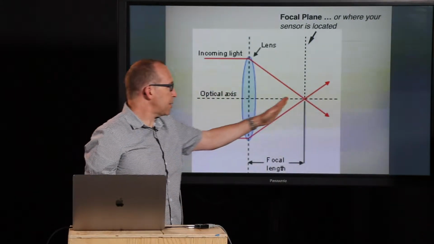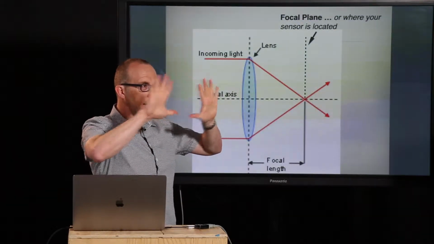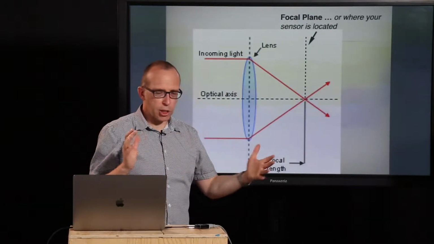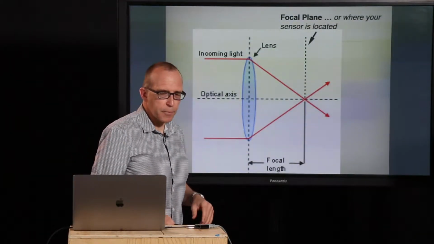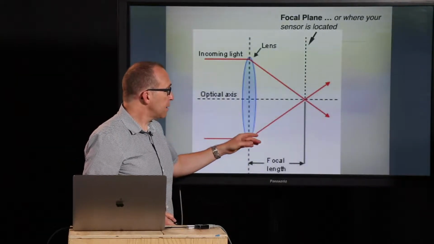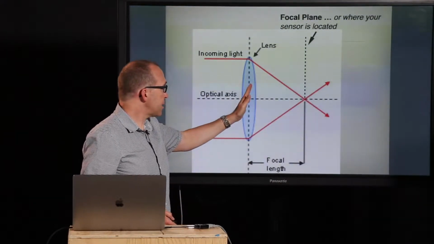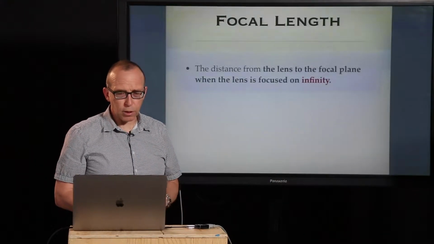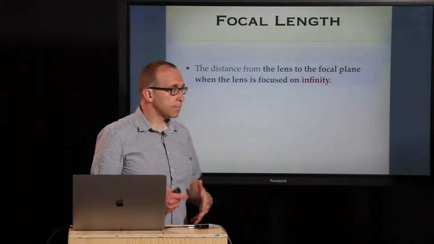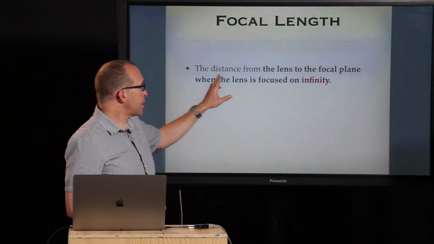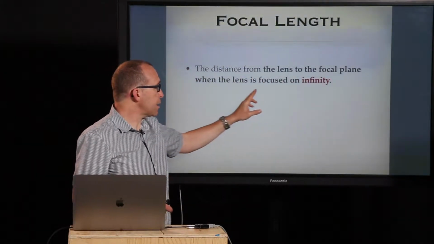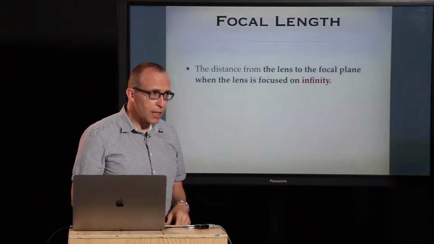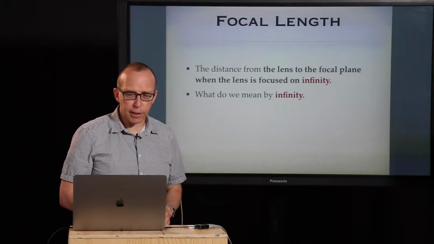So that's where, if you were to change your focus, everything on your sensor, that's where everything is focusing. That is our focal plane. On that camera, it changes distance. We'll get into that in a moment. Anyways, focal plane, lens, the distance from here to there, that is our focal length. Sort of, okay? So let's continue. The distance from the lens to the focal plane when the lens is focused on infinity. So there's another word, infinity. So where is infinity? What do we mean by that?